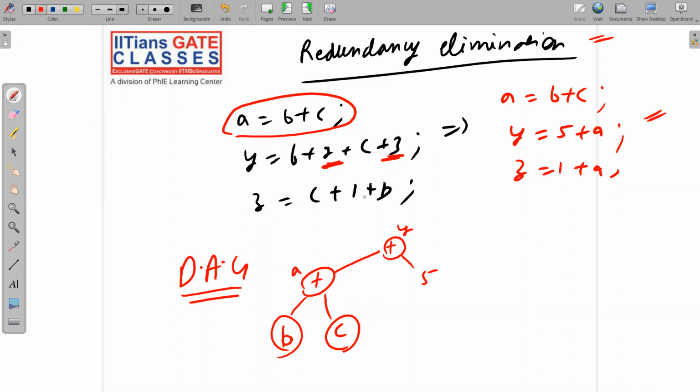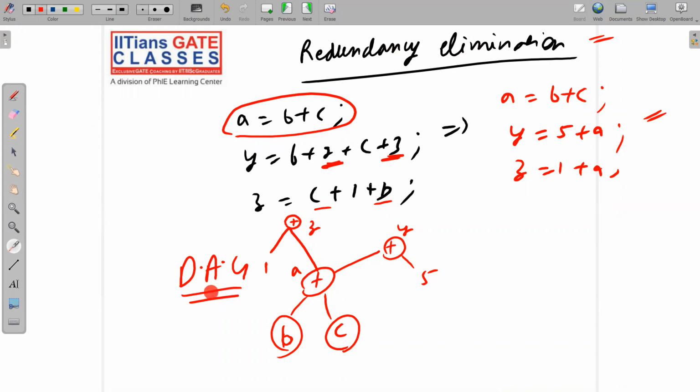And what will be our Z? 1 plus C plus B. So B plus C is already A. So Z will be what? A plus 1. Okay, so this will be our Z. So that is done with the help of that. I'm not going into details, of course, because this is a basic course. So I've just given you an idea.